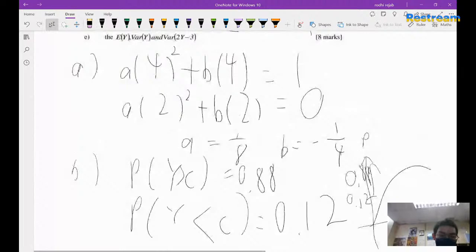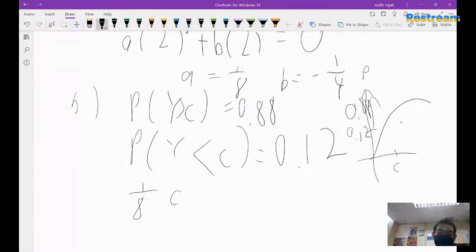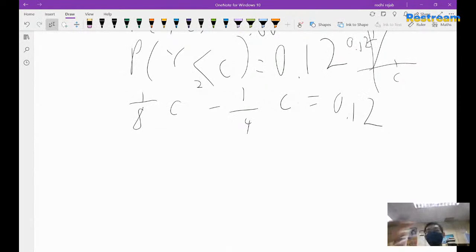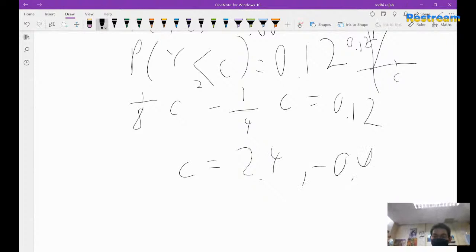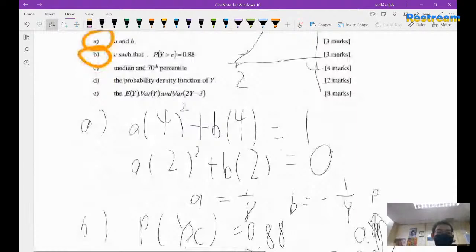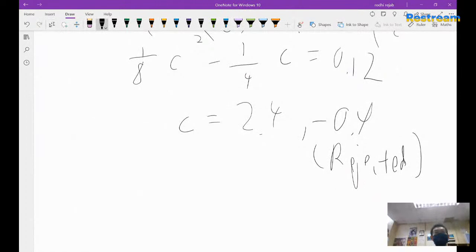Just substitute C into the equation. We got A is 1/8, C squared, B is 1/4, C equals 0.12. Just press your calculator for degree 2, and you should be able to get 2.4 and -0.4. -0.4 is naturally rejected, because it is not possible that C is -0.4, since our range is only from 2 to 4 for this equation. So it's definitely between 2 to 4. 2.4 is between 2 to 4. Okay, that's it for this question.